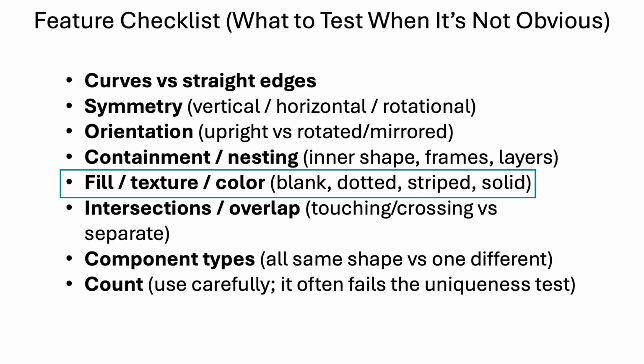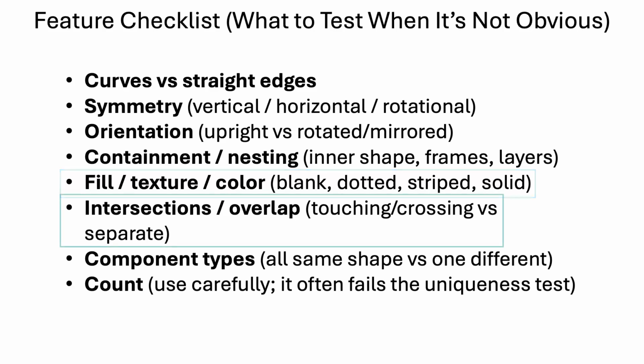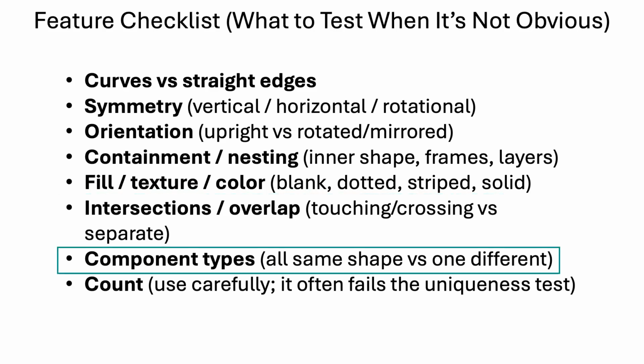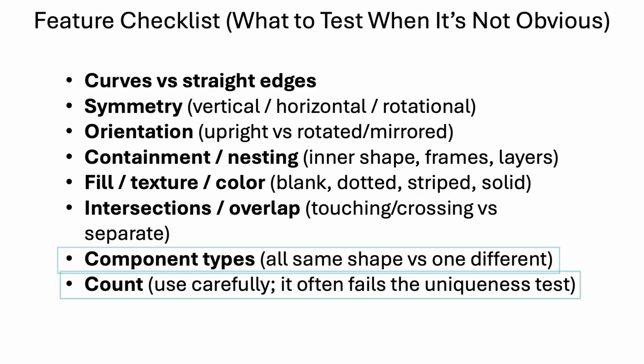Then we have fill, texture, or color. So it can be blank, dotted, striped, or solid. We have intersections and overlaps. So it can be touching and crossing versus separate. And then we have component types. So all the same shape versus one different shape. And then lastly, we have count. And you should use count very carefully, as it often fails the uniqueness test, as we've seen previously.